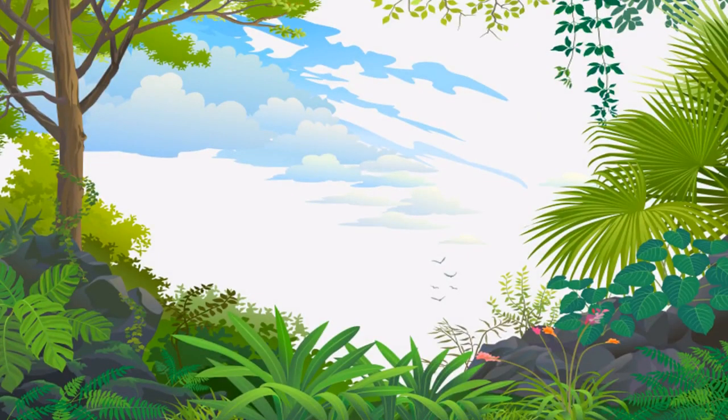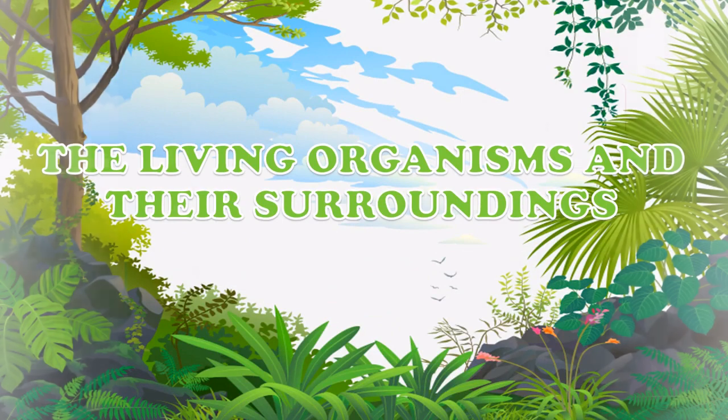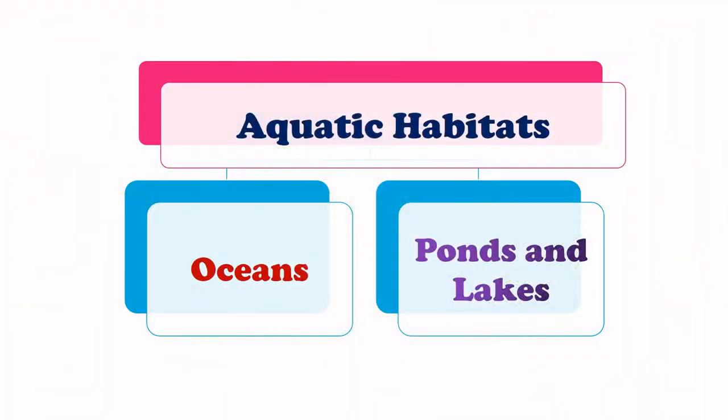So today we are going to continue with our chapter called The Living Organisms and Their Surroundings. So there are different types of aquatic habitats. Examples of aquatic habitats include the oceans, ponds, lakes, rivers, etc.